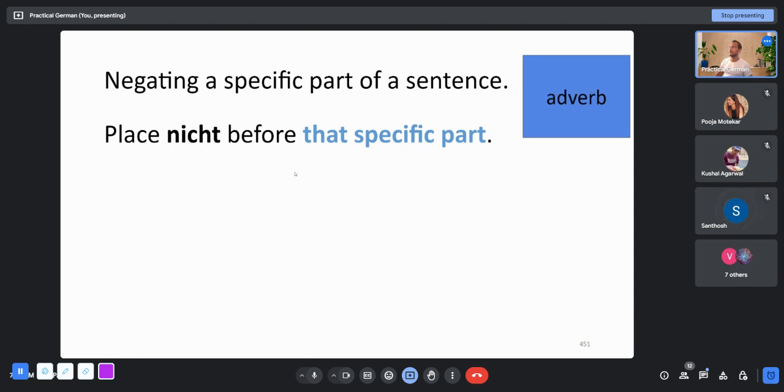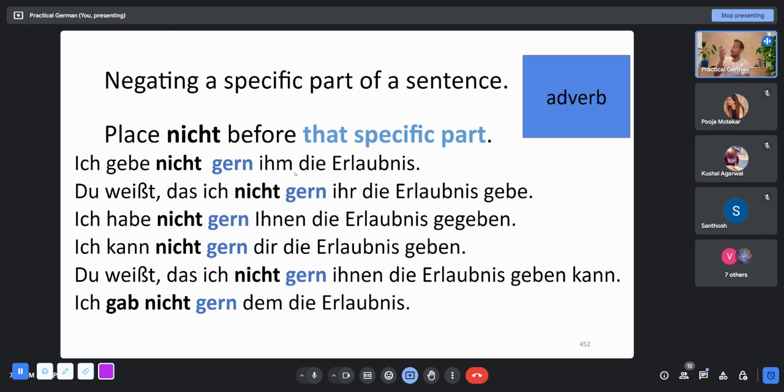Okay, let's look at when the specific part is an adverb. If you ask me right now to tell you the difference between an adverb and an adjective, I cannot. I really still struggle. But if you show me a sentence, I'll tell you, okay, this is an adjective. I think most of us are like that. I should have paid attention in my English class. So when the sentence has an adverb and you want to negate that specific part, this is how you do it. Gern happens to be an adverb.